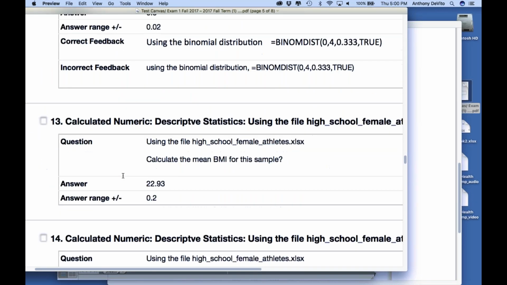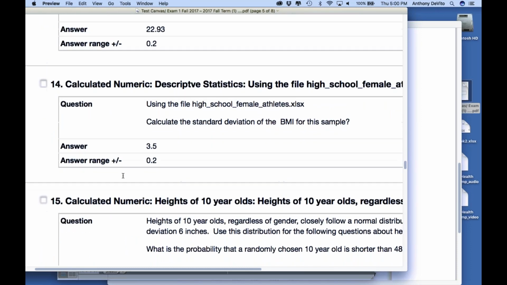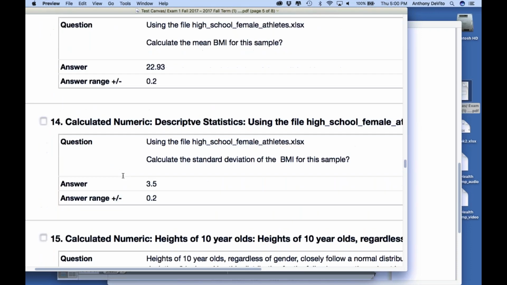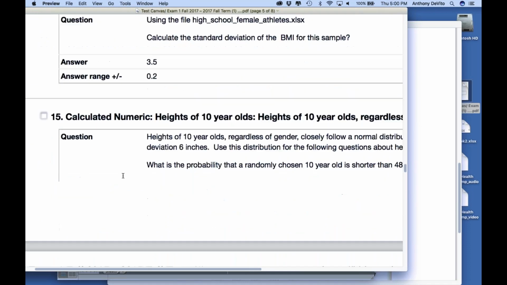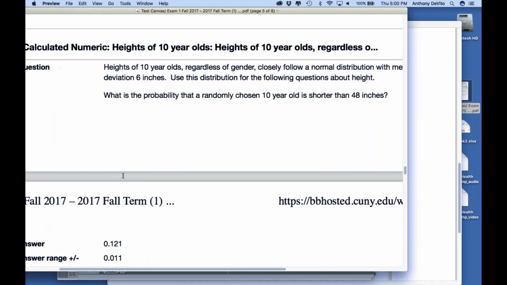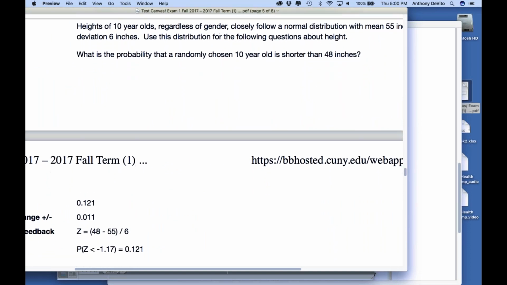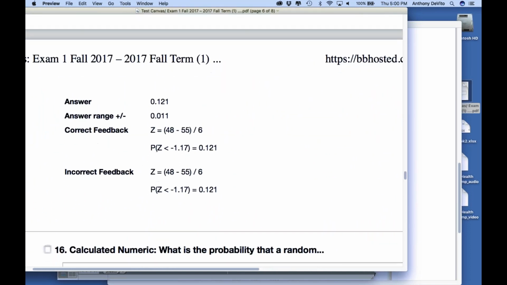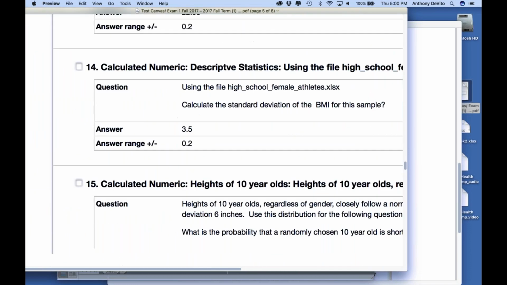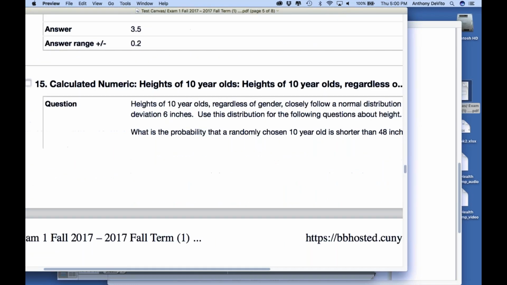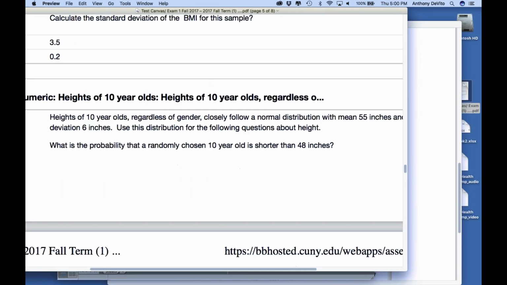Let's see. Oh, okay, and then we had a problem that involved Excel or SPSS. You could use Excel or SPSS for this one. That asks you to calculate the mean, the standard deviation, okay, and it's also then to separate it out by gender, right? So you could use, let's see, where do I have it? High school heights. Here it is.